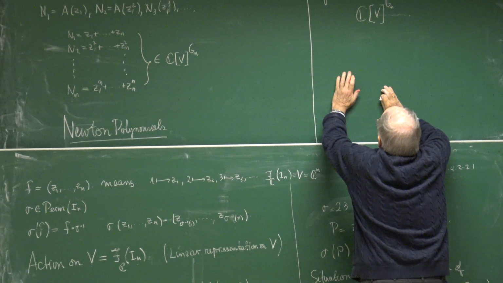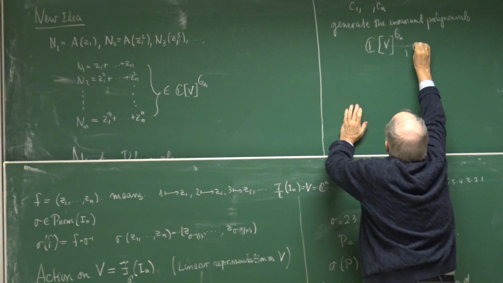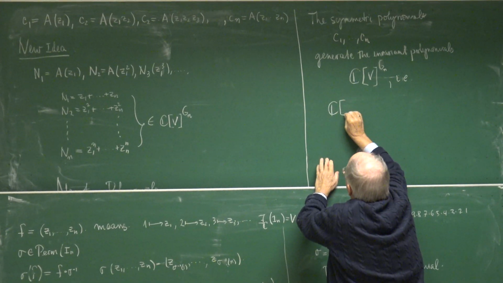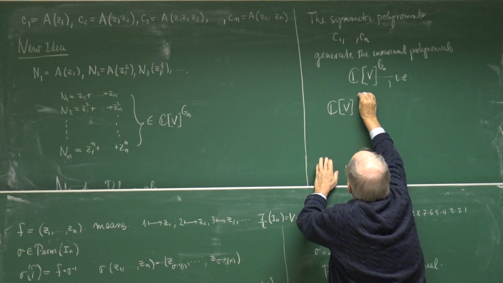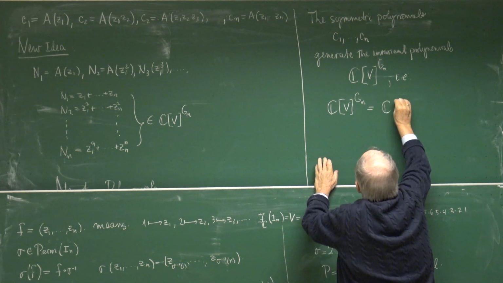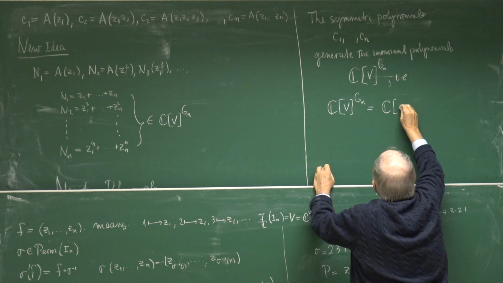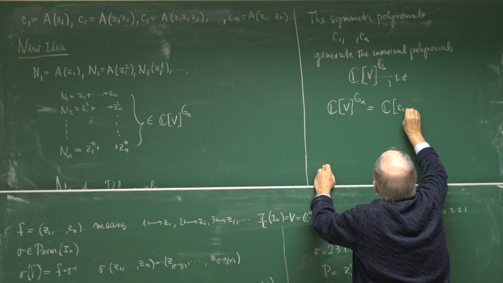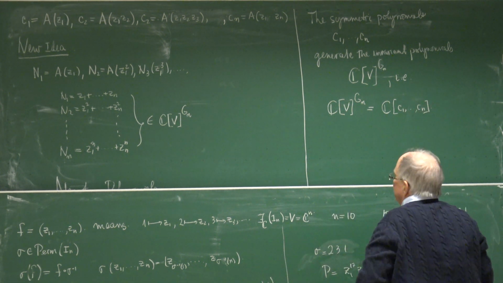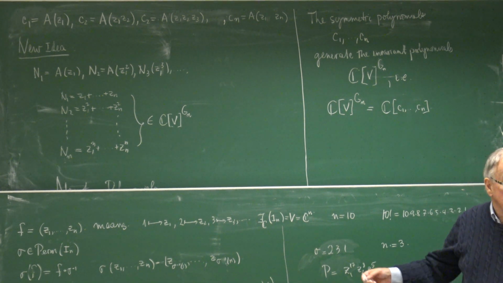So I'm going to say, i.e., the algebra of invariant polynomials with respect to permutations is simply the algebra generated, that means the polynomial algebra in C1 through Cn. That's what I mean.